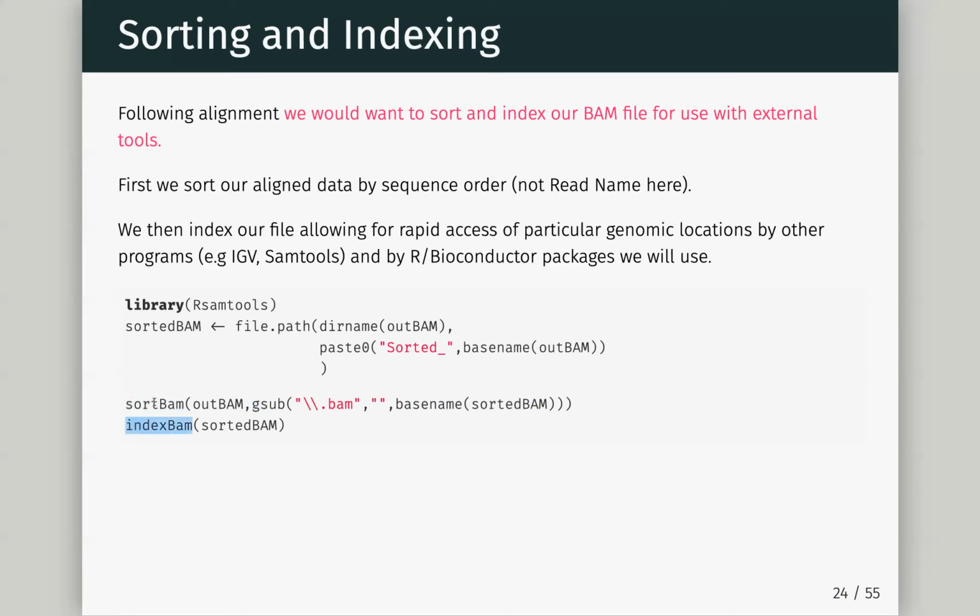We can then index our file, and indexing is super important because it gives us random read access, so you can read from anywhere in your file. It means it will work in IGV, and it also means we can get those very quick stats from idxstats. We don't need to read the BAM file, we can just read the index to know how many reads we have.